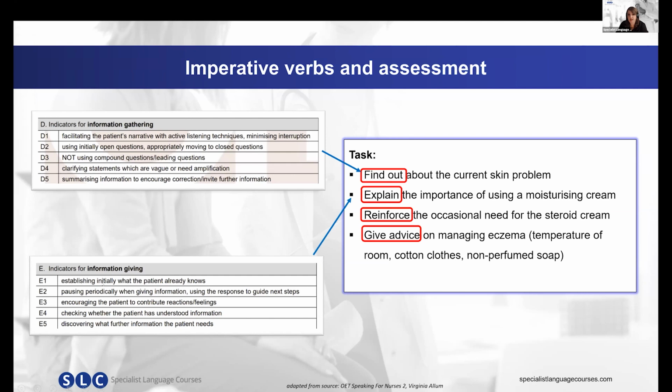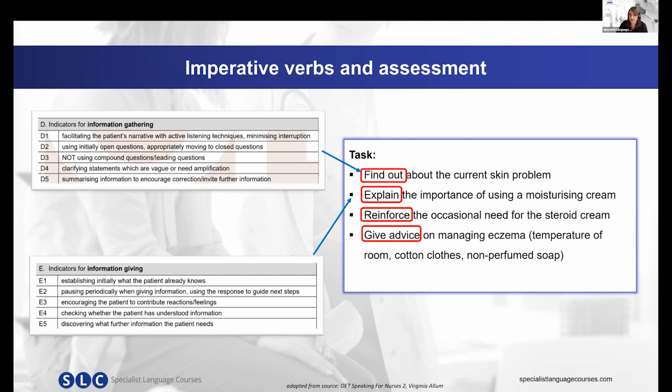Now, something to note here, when you're giving an explanation or when you're giving information, you need to check what the patient already knows. So for example, you might ask a patient, what do you know about using a moisturizing cream? Listen to your patient's or carer's response and then go on to your explanation to make sure that you are giving clear explanations.